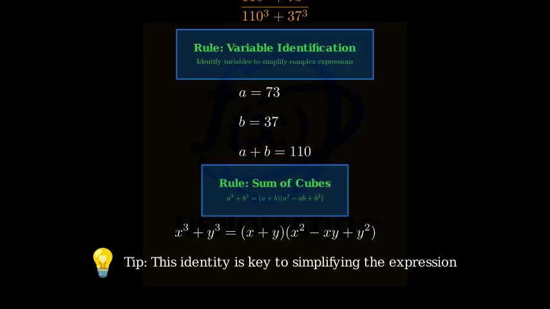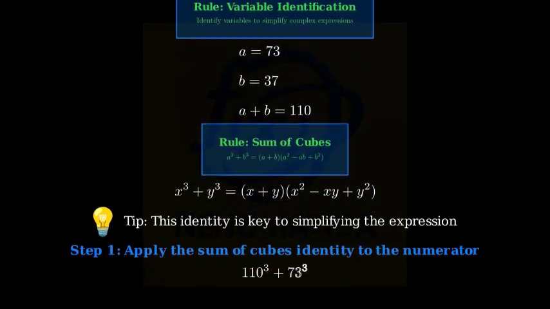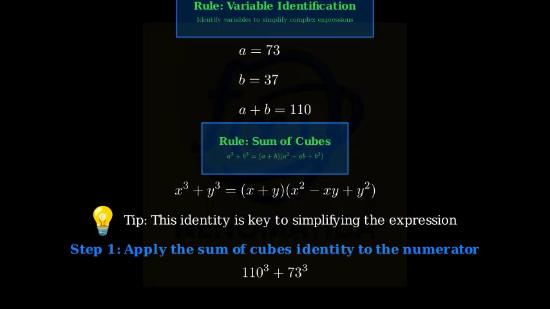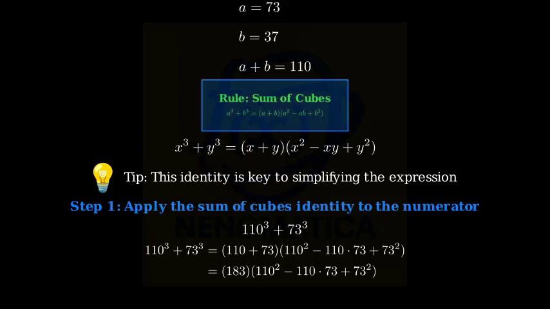Now, let's apply this identity to our problem. In the numerator, we have 110 cubed plus 73 cubed. We can rewrite this using our identity. Since we know that a equals 73 and a plus b equals 110, we can substitute b equals 37. So 110 cubed plus 73 cubed equals, using our identity, the product of 110 plus 73 and 110 squared minus 110 times 73 plus 73 squared.